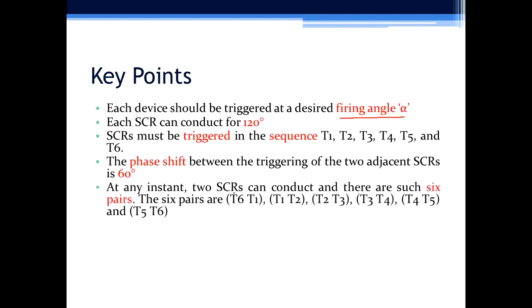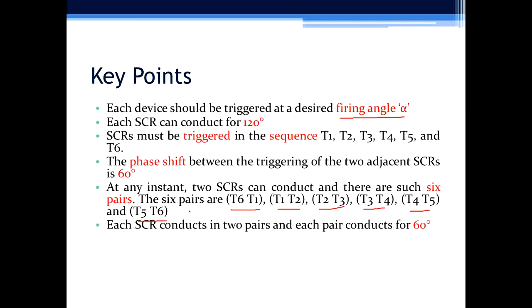At any instant, two SCRs can conduct, one from upper and second from lower. So the pairings are first T1 and T6, then T1 and T2, T2 and T3, T3 and T4, T4 and T5, and last is T5 and T6. Again, the sequence gets repeated. So this gives you 6 pulse operation.